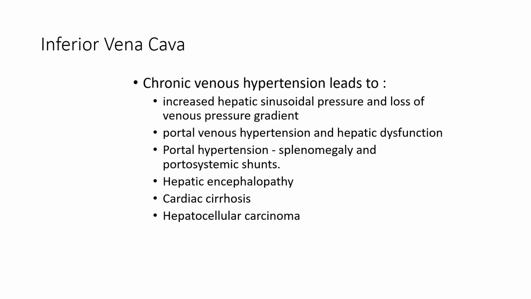sinus node dysfunction. Inferior vena cava might lead to a chronic venous hypertension. It leads to hepatic congestion, portal venous hypertension and hepatic dysfunction, hepatic encephalopathy, cardiac cirrhosis, and hepatocellular carcinoma. So the whole possibilities of liver disease can be possible in the Fontan.